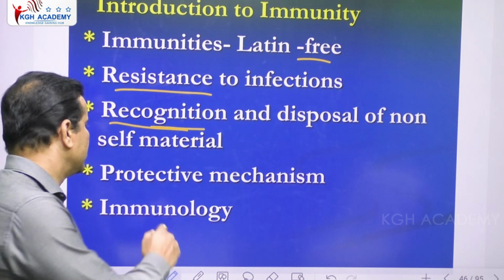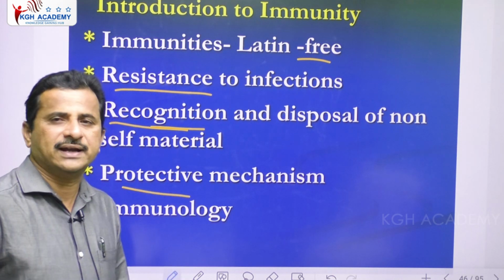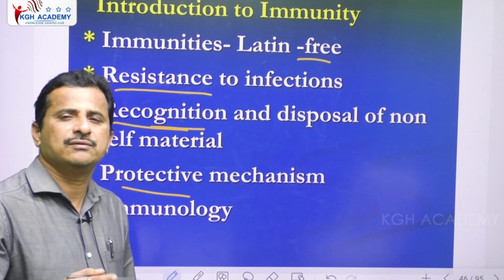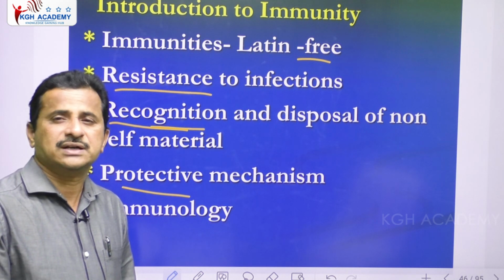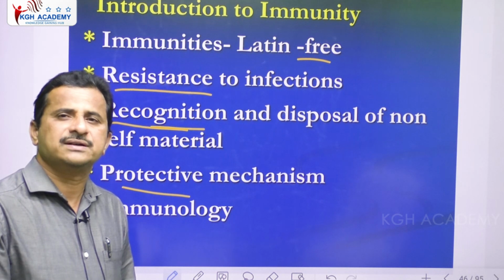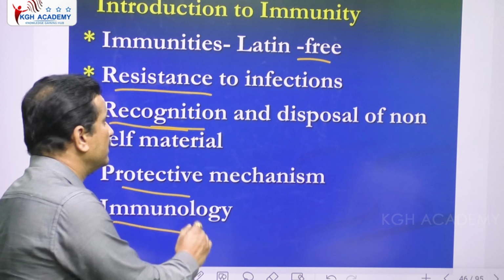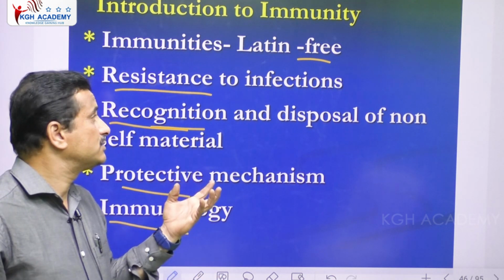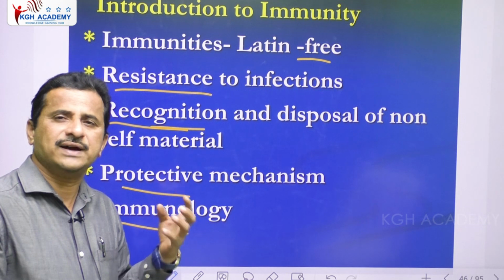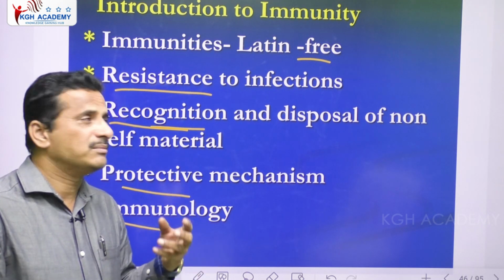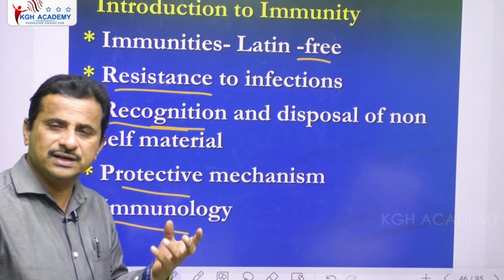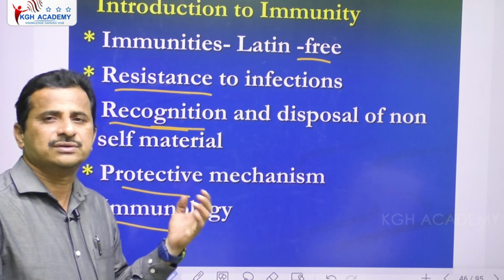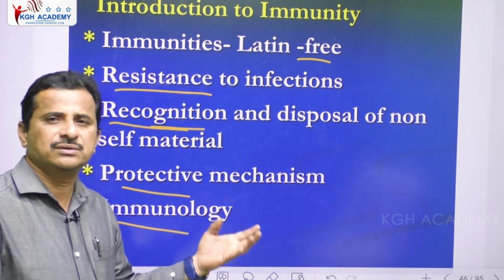This is one type of protective mechanism. A person with high immunity has a great level of protection, so increasing immunity is compulsory. The study of immunity is called immunology. So immunity's definition is resistance to infections, the capacity to fight against infectious diseases and microorganisms, and the recognition and disposal of non-self material. These are the different definitions of immunity.